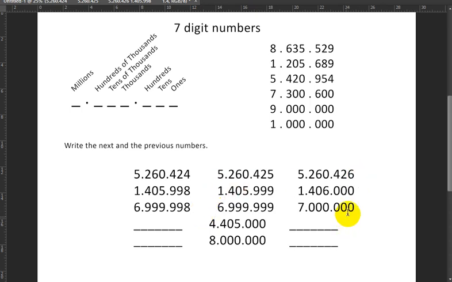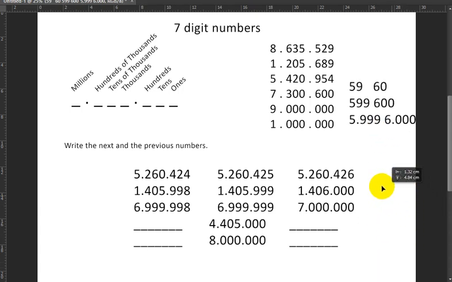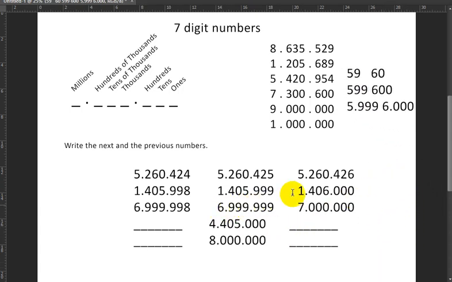Which kind of makes sense if you think about it. Like the next number after, let's say, 59 is 60. And the next number after 599 is 600, right? And the next number after 5,999 is 6,000. Why is that? Well, that's because of this right here. That's the same thing that's happening.